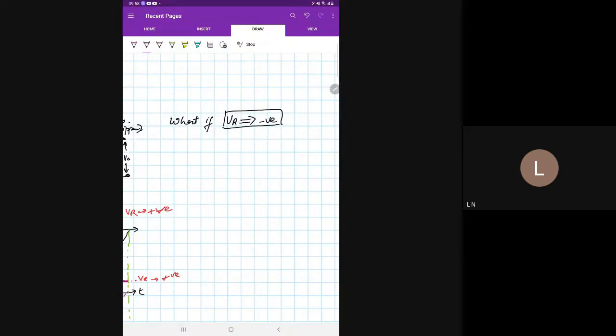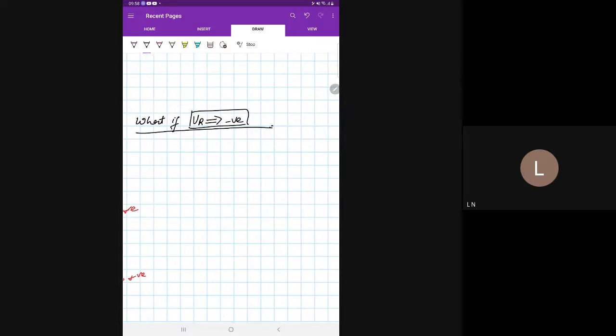So what if VR is negative? If VR is negative, in that case your reference voltage will be negative. I will not go for analysis part. I'll just draw the waveforms. You can understand this thing. आप इसको घर में थोड़ी प्रैक्टिस करें.